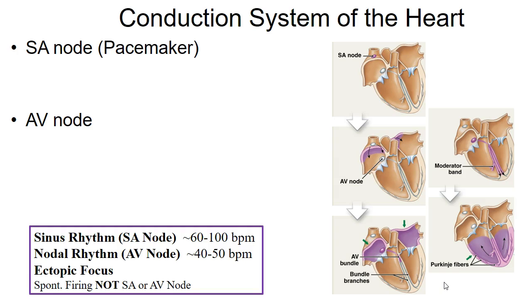That's going to send a signal through a bundle called the bundle of His, and then the bundle separates into two bundle branches, one going down the internal portion of what we call a septum. Septum means that it separates, and we call this the interventricular septum because it's in between the two ventricles, interventricular. The word septum means separate.